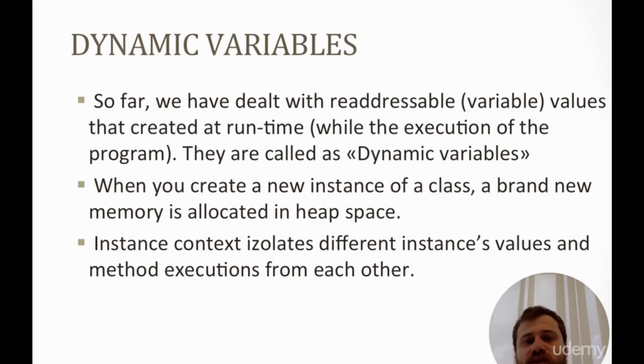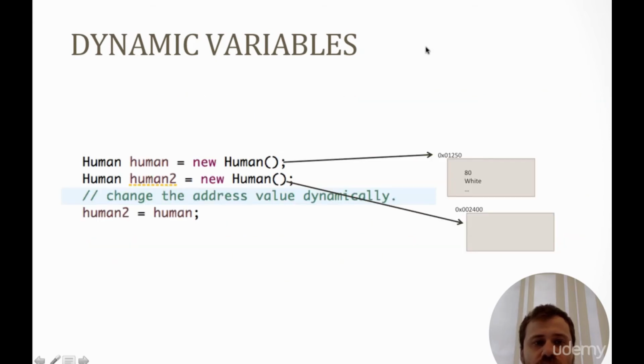As you know, when you create a new instance of a class, a brand new memory block is allocated in heap space, and each instance context is isolated from the other instances' contexts, so their values and method executions are isolated from each other. For instance, when you create two different instances and refer to them with different references, they point to different memory blocks. But you can change the addressing value of a reference by reassigning another reference or by referring to another instance value.